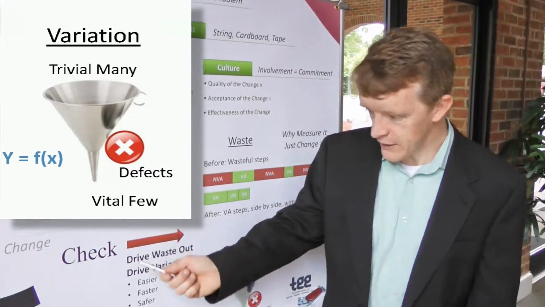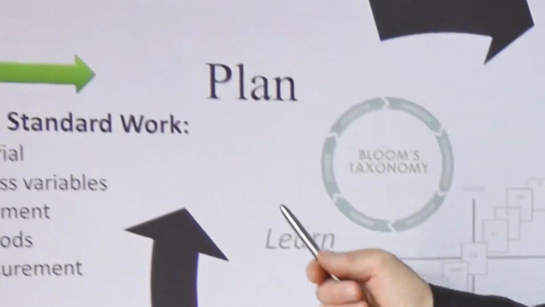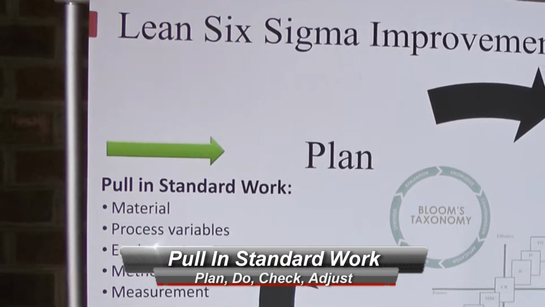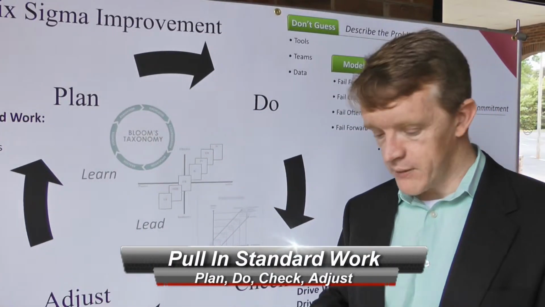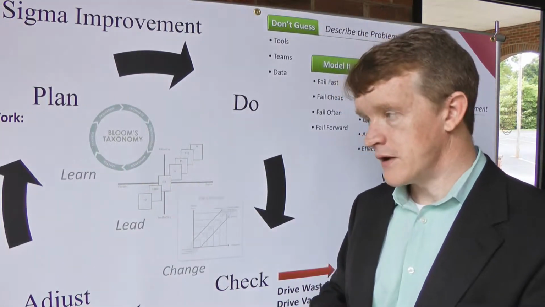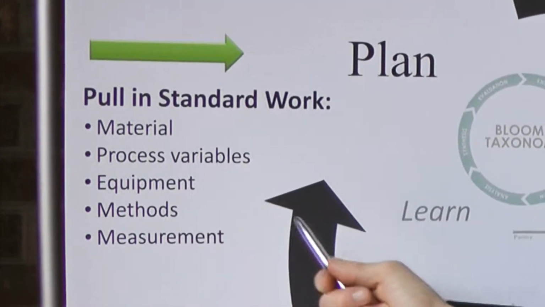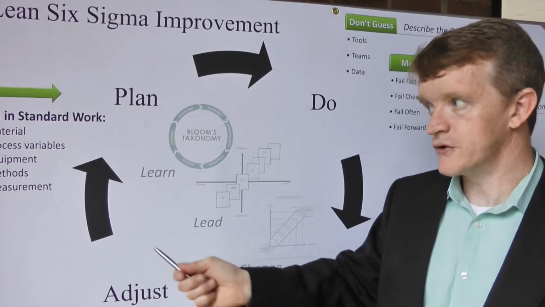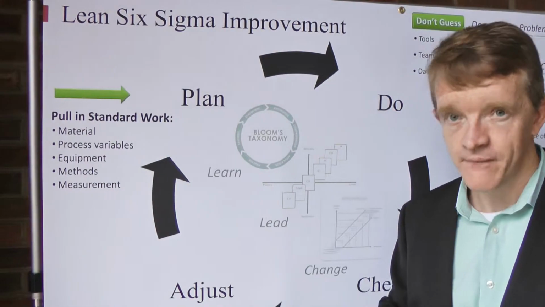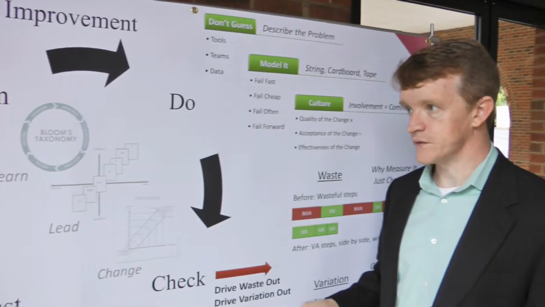So as we talk about driving out waste, to get to these goals, what we're going to want to do is actually pull in standard work. So we want to actually know what are the chemical properties of our materials. How much water should be in the glue? How much tape should be on the box? Different things like that. As far as our equipment, what should be the feed rate? What should be the speeds? What should be the pressures? And define what those are. Methods and even the measurement. What can we measure? How do we measure those? Those are all the things that we actually want to pull into this process.